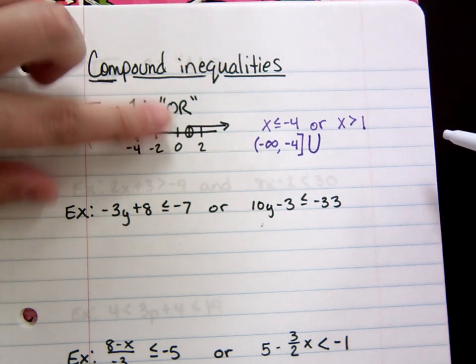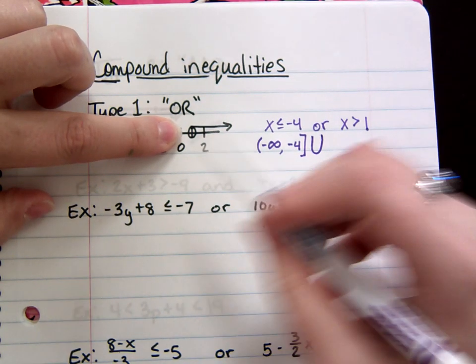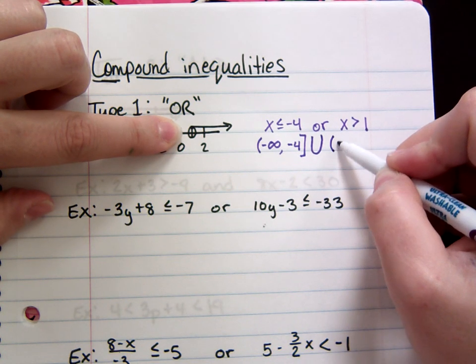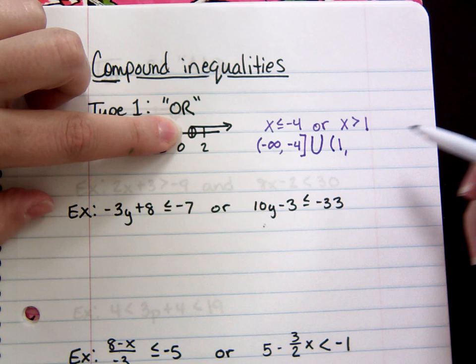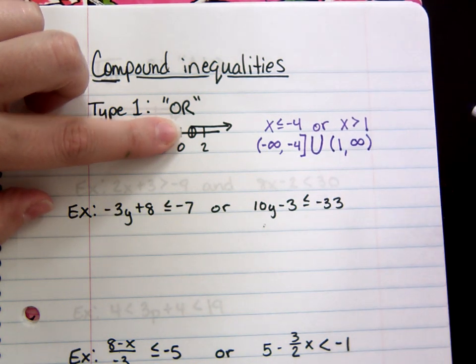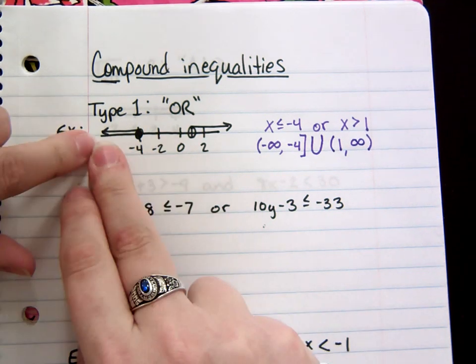Then we look at this inequality. This one starts at 1 and it's open, so we use a parentheses, and it goes to the right forever, so it goes to infinity. So when you do the interval notation for these, just take it in stages.